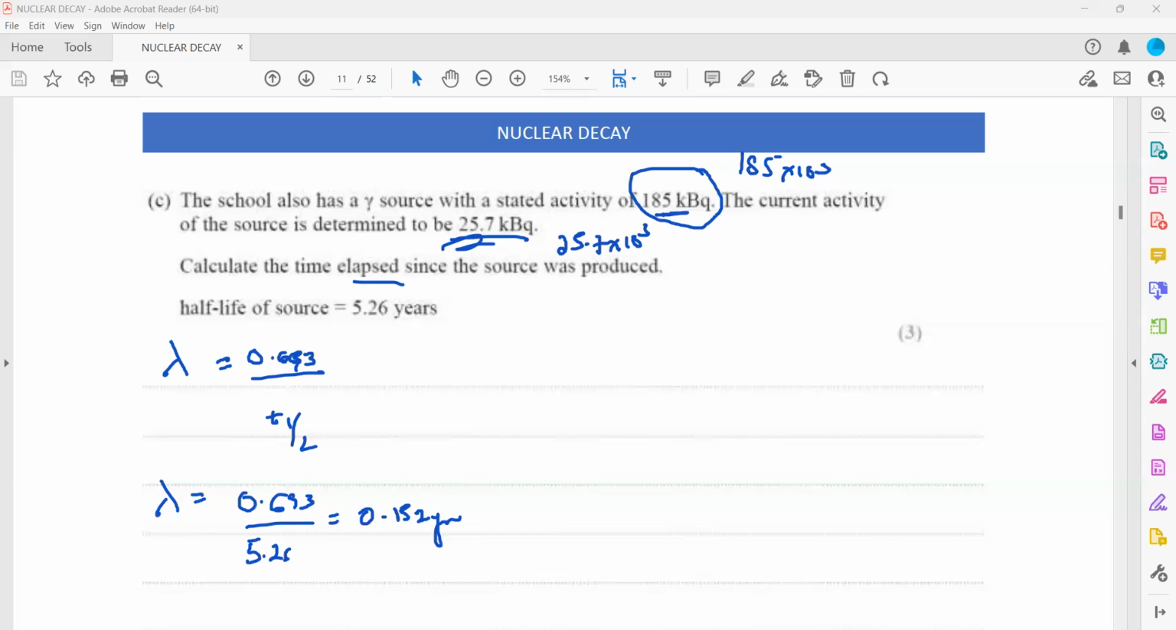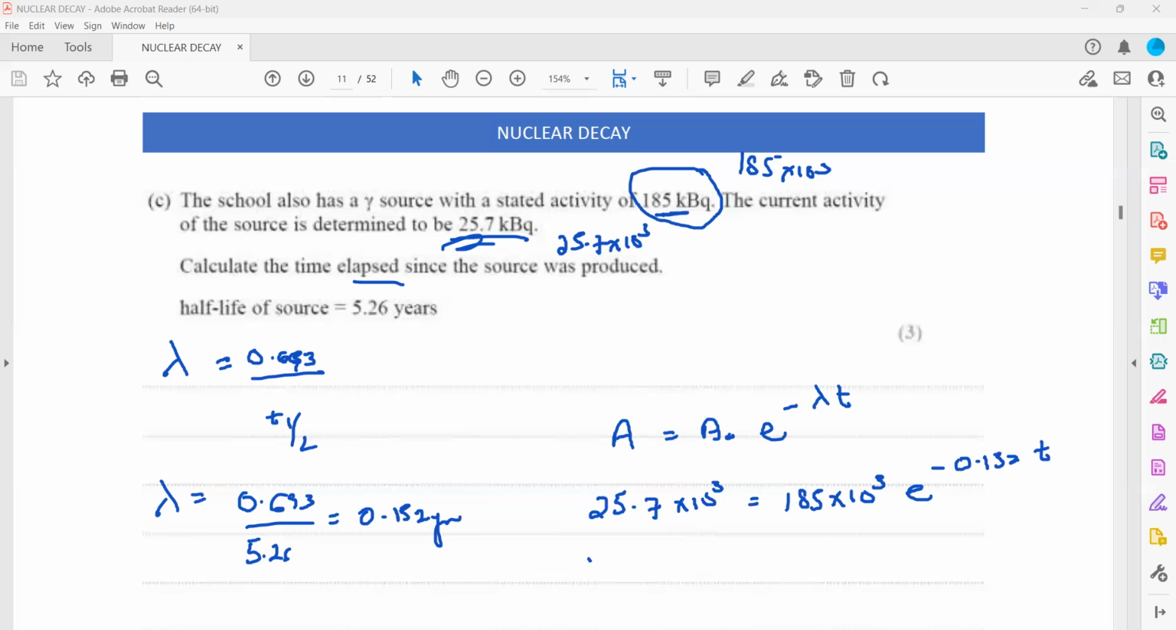And then using the formula A equals A naught e raised to the power minus lambda T. A is the activity after a certain time interval, that is 25.7 kilobecquerel, so 10 power 3. A naught is the original activity, which was 185 kilobecquerel, so 185 times 10 power 3. Lambda we already worked out, 0.132 per year. And T is what we want to determine.